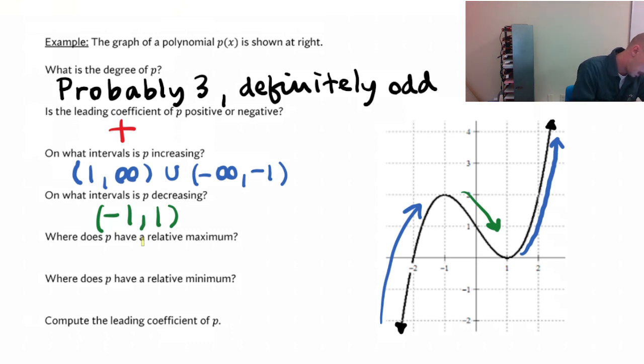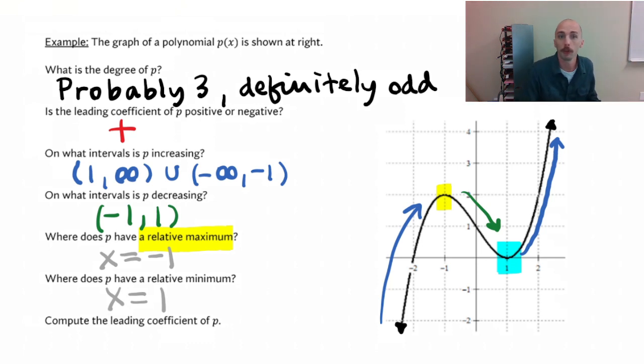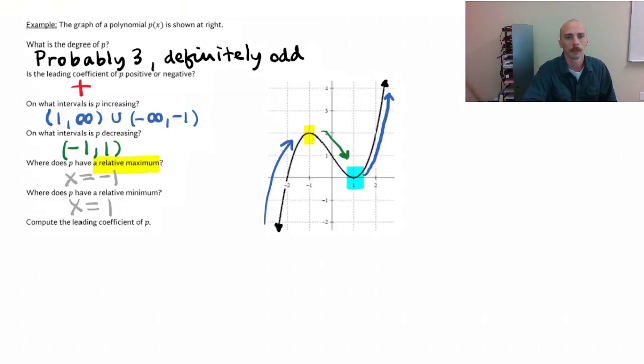Where does p have a relative maximum? That's going to be right here at x equals -1. p is going to have a relative minimum right here, at x equals +1. And then now we're going to be asked to compute the leading coefficient of p, and I think that's going to require a little more room.